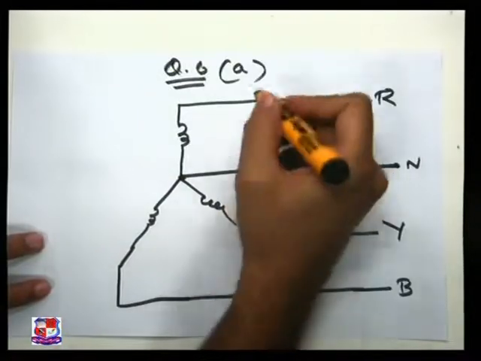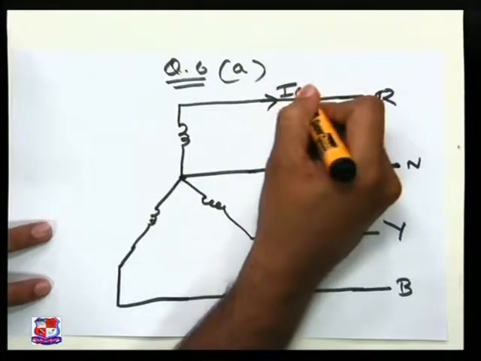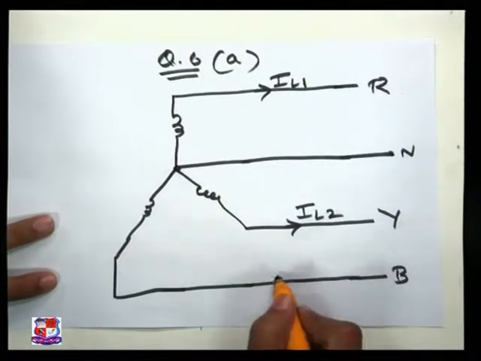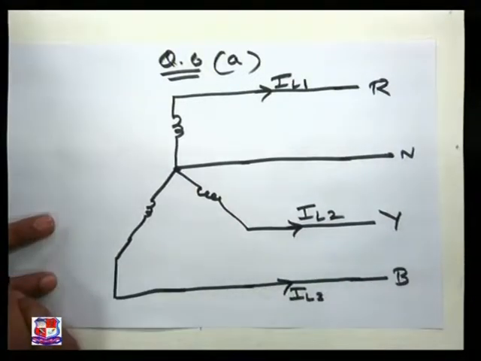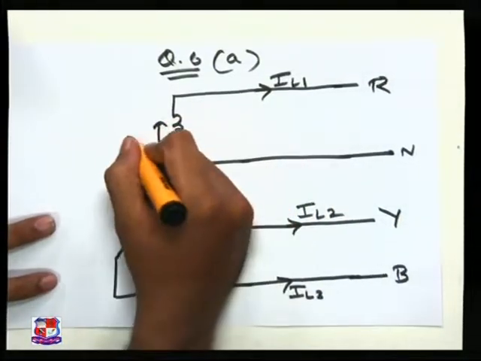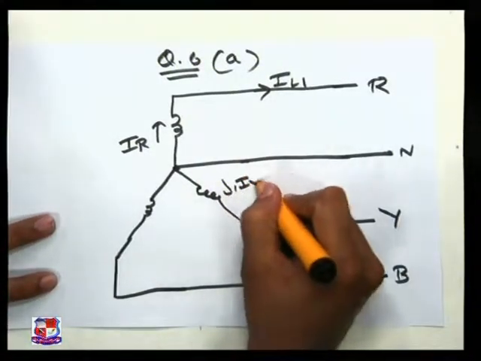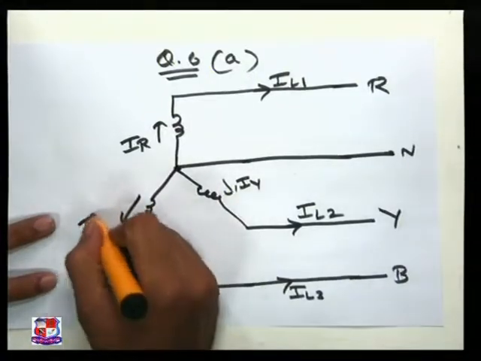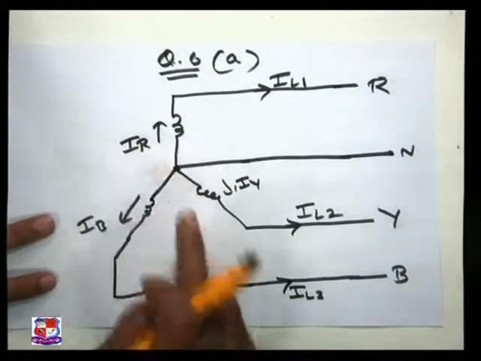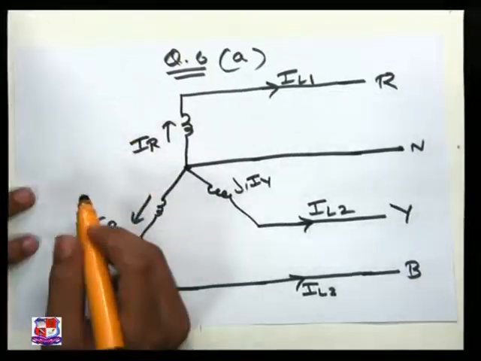The current in each line I am giving as IL1, this as IL2, this as IL3. This is the line current. Here I am giving IR, IY, this is IB. So IL1, IL2 and IL3 are the line currents, whereas IR, IY and IB are the phase currents. So these are the two currents.